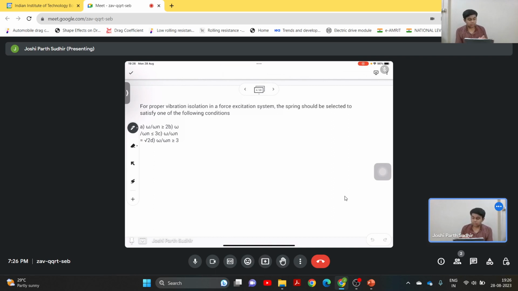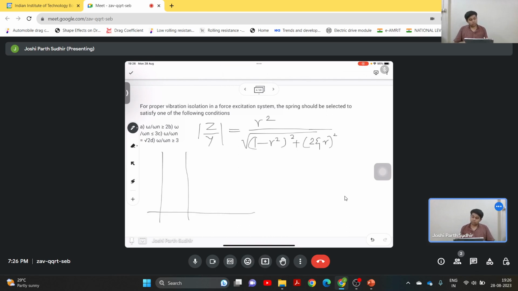So for forced vibrations, we saw that the ratio Z by Y is given by R square upon the square root of (1 minus R square) the whole square plus (2 zeta R) whole square. If we plot this ratio Z by Y with respect to R, when R is equal to 0, this ratio Z by Y is equal to 0.